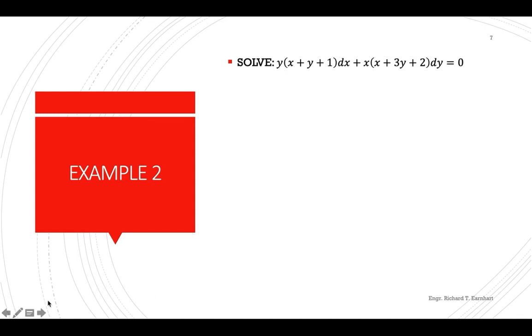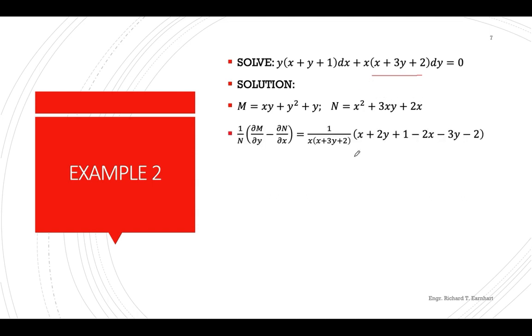Okay, let's have another example. We try. So M here is xy plus y squared plus y. Your N here is x squared plus 3xy plus 2x. Now, using the first theorem, this is 1 over N times the partial derivative of M with respect to y: so we have x here, y squared is 2y, y is 1. Then minus the partial derivative of N with respect to x: so minus 2x, minus 3y, x is 1, and then minus 2.